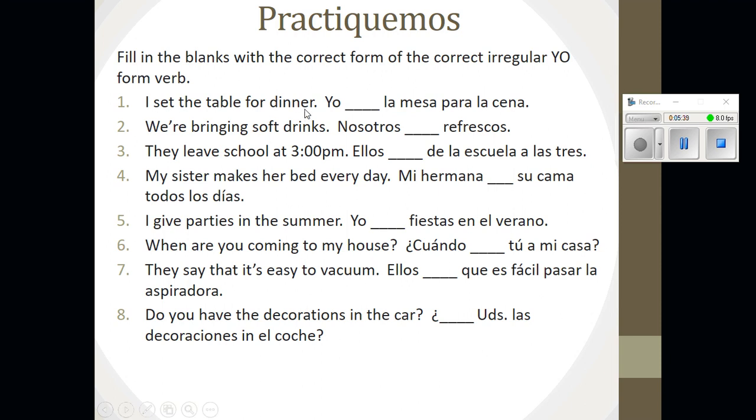It says, I set the table for dinner. It has yo as the subject, so we know we're going to have our irregular yo form of this verb to fill in the conjugation, okay? So, I set comes from the verb poner, so we're going to put yo pongo la mesa para la cena. Pause the video and do 2, 3, and 8 on your own, and then we'll check.